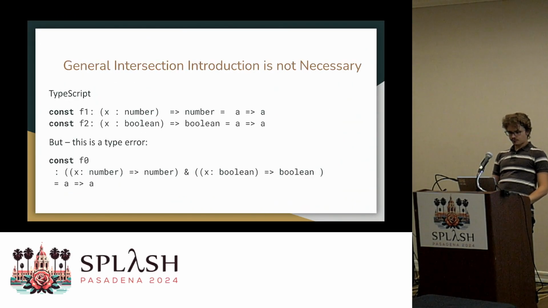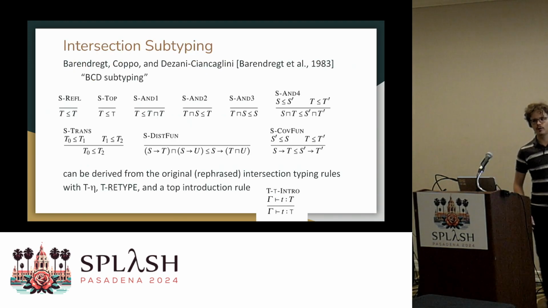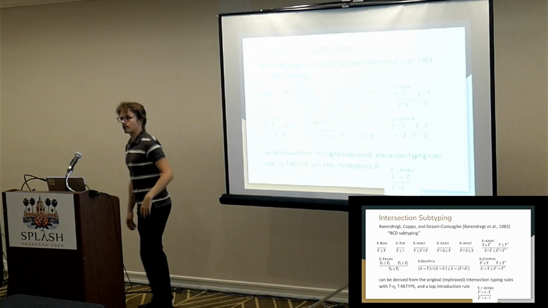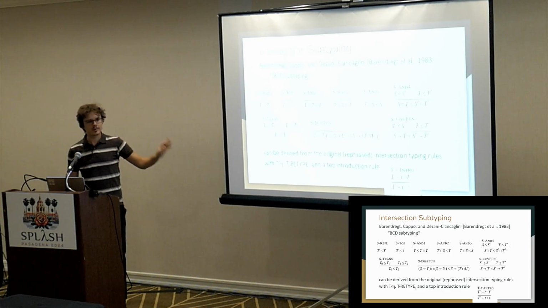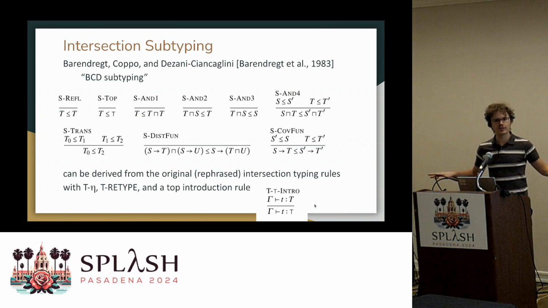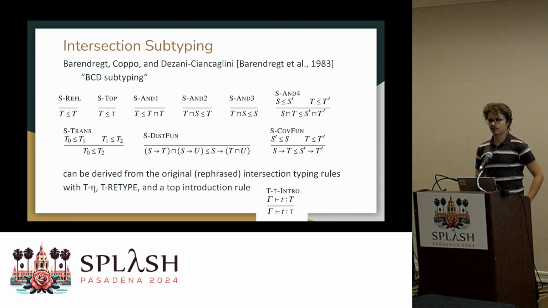And if you do that, then you can actually derive all of these intersection subtyping rules from the original intersection typing rules, along with a rule for introduction of top types, right? So just using normal typing rules, which are kind of simpler, you can derive all of these thanks to retyping. So that's pretty cool.